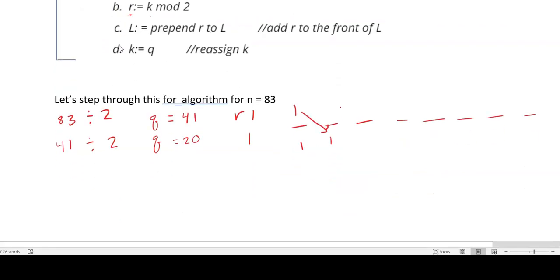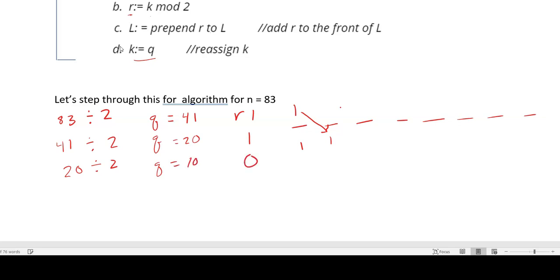So now I again reassign K to be the quotient, and I divide that by 2. And I get my new quotient is 10, and my remainder is 0. So I put a 0 out in front of these 2 1s here. That 0 goes in front. It gets appended to the left. Now I do 10 divided by 2, and I get my quotient is a 5.